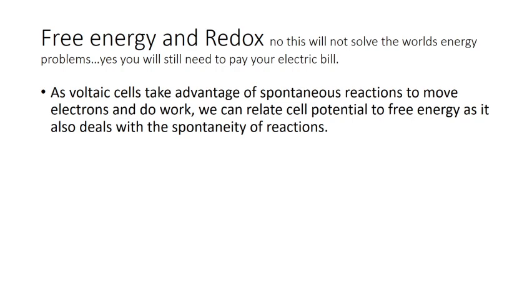And if you noticed in one of the earlier videos, I said galvanic cells rely on a spontaneous redox reaction to make them go. So it should probably come as no surprise that we're going to be talking about Gibbs free energy and galvanic cells together, right? And so this galvanic or voltaic cell, they take advantage of spontaneous reactions to move the electrons. So we can relate Gibbs free energy to the cell as it also deals with spontaneous reactions, right?